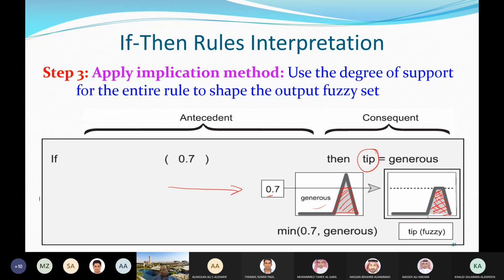Later we will see how to convert this area or this shape to a certain value of the tip. Maybe 20%, maybe 22%. We will see this in the defuzzification step.